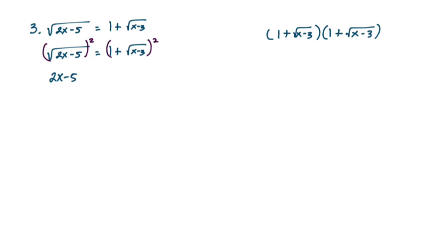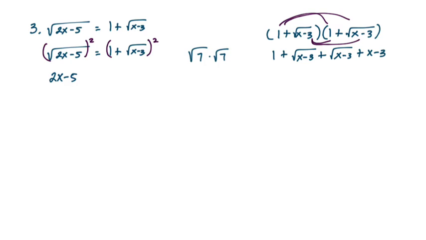And this is a situation where we FOIL. Multiply our first terms, we get 1. The outer terms, we get square root of x minus 3. The inner product, we get the square root of x minus 3. And our last product, square root of x minus 3 times square root of x minus 3, is just x minus 3. We talked previously how if you take the square root of a number times the square root of the same number, you just get the number inside. That's all we're using here when we get this x minus 3.